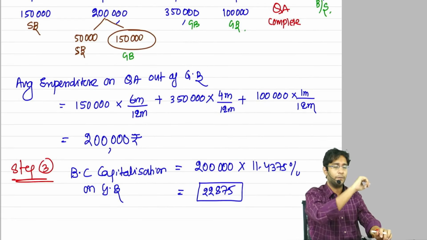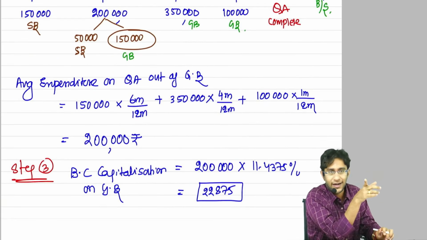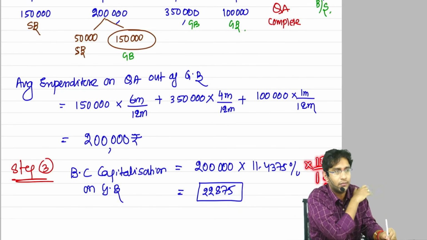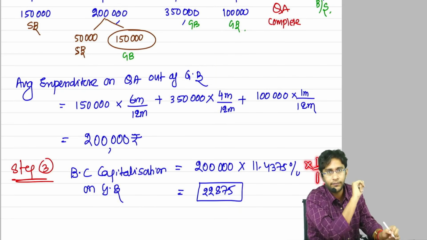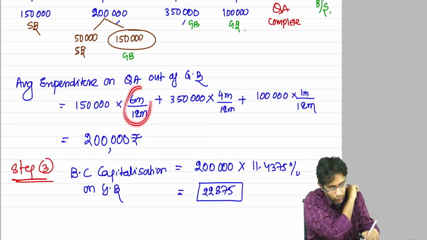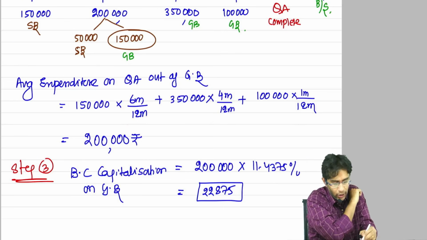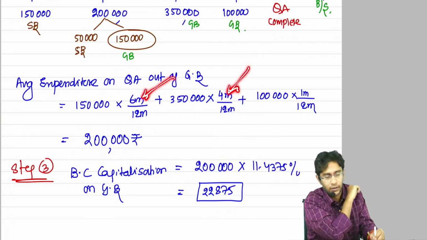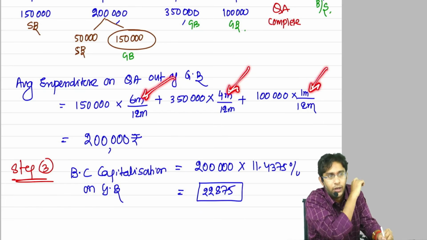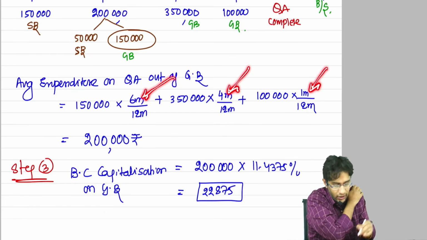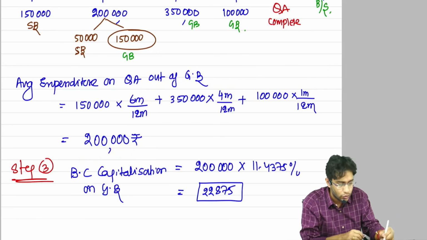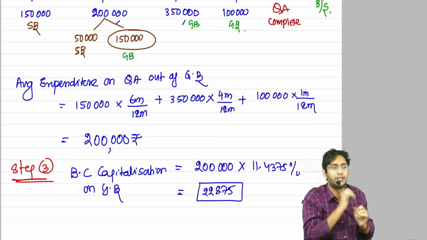Here one more point. You should not suddenly become over smart and multiply with the 10/12 and all. Don't do that. Why? We already did that here. The counting happened up to which date? 31st January. The counting also happened up to 31st January. Which means the expenditure is already factored only up to 31st January. You should not apply 10/12 and all. Here wrong answer will come.